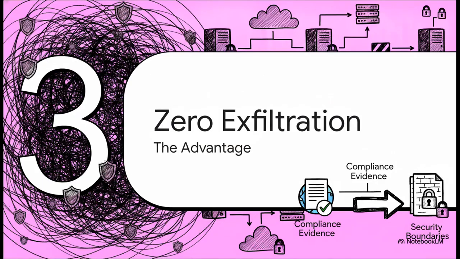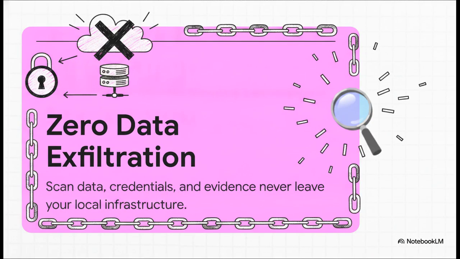Minutes! Okay, Section 3, the Zero Exfiltration Advantage. This is a massive differentiator for enterprise buyers. Because look, generating compliance evidence shouldn't mean compromising your security boundaries. That introduces a concept called Zero Data Exfiltration, or ZDE. By design, the architecture ensures that your scan data, your cloud credentials, and your compliance evidence never actually leave your local infrastructure. The vendor never sees, stores, or processes your results. It runs fully offline, completely sidestepping the risk of sending telemetry to a third party. Your data stays yours, period.